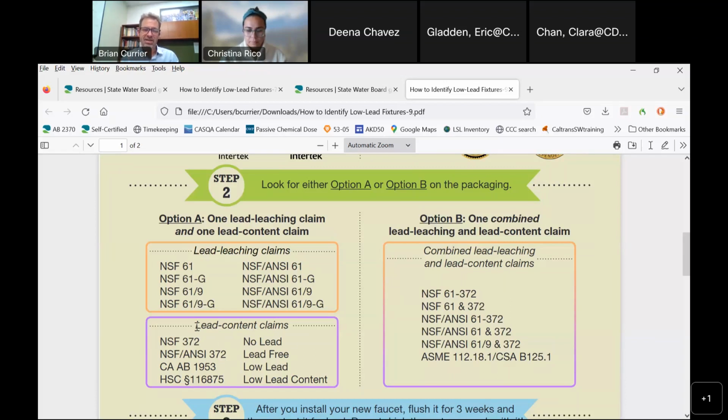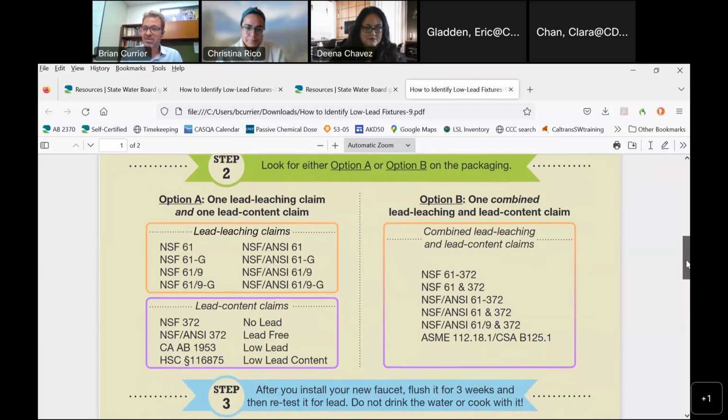And so on the lead content claim, we need one of these numbers to appear in SF372, for example, or simply the statement. It can say no lead, lead-free, low lead, or low lead content. Having that statement is sufficient. Or looking over at option B, you can have a joint statement of both lead leaching and lead content claim. Those are really the 2 steps to identifying.